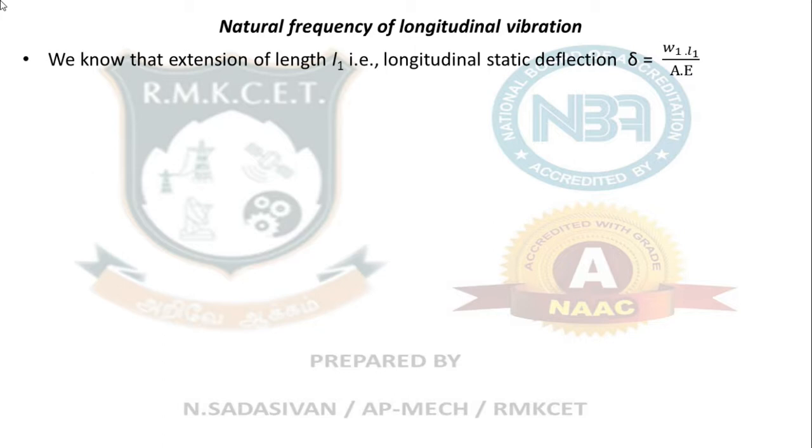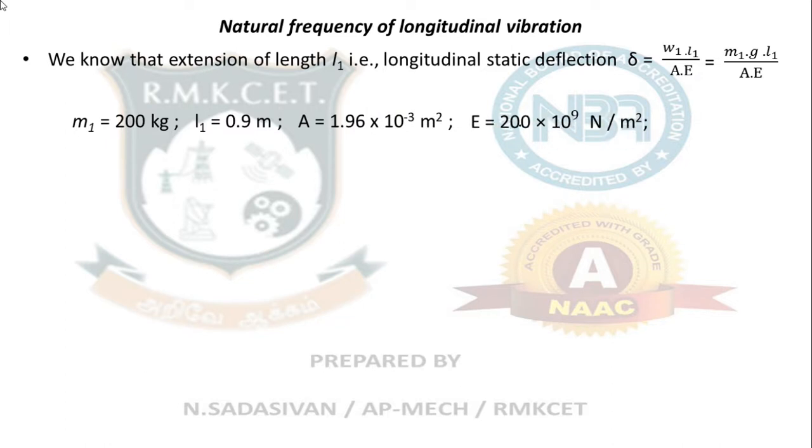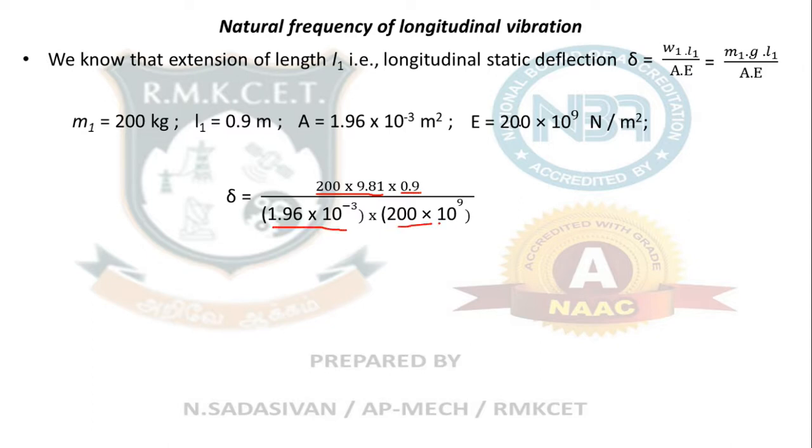Extension of the length L1: here you can put 200 kg in W1's place, 200 into 9.81 for W1, and find out the deflection. So all the data you can list down for clarity. 200 kg is the tensile load portion for a 0.9 meter shaft above the flywheel. Area of cross section, Young's modulus, everything is there. So substitute WL by AE. W is 200 into 9.81, into the length of the portion above the flywheel, divided by AE. So you solve, you will get 4.5 into 10 power minus 6 as the longitudinal extension of the shaft.